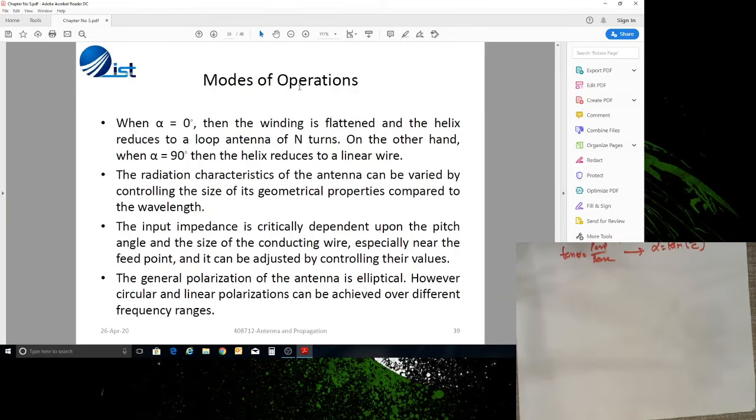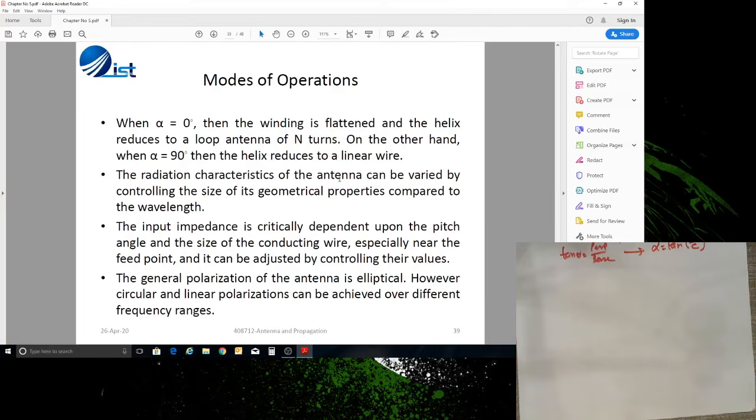So when we talk about modes of operation, again वही वाली बात जो भी हमने डिस्कस की, when alpha is equal to 0 degree, then the winding is flattened and the helix reduces to loop antenna of n turns. On the other hand, when alpha is 90 degree, then the helix reduces to linear wire antenna. So this is the chapter 4 that we talked about, and loop antenna is chapter number 5. So that's why we're discussing this topic over here.